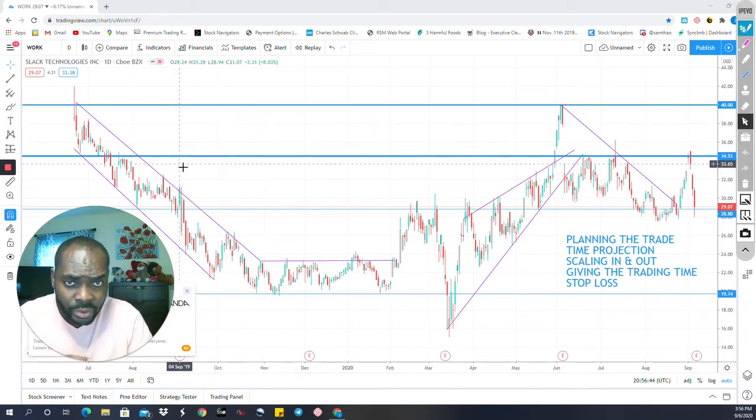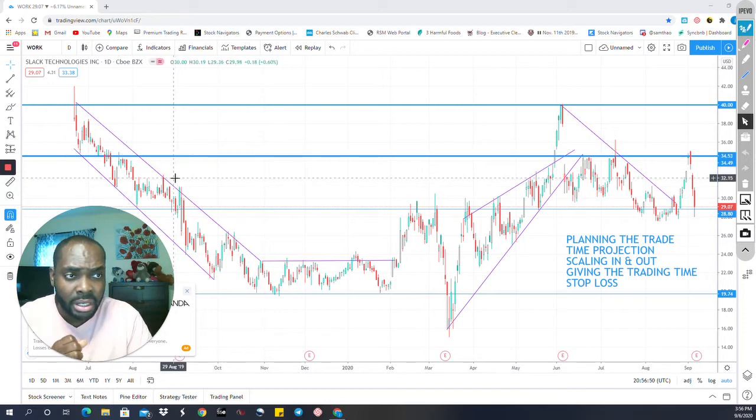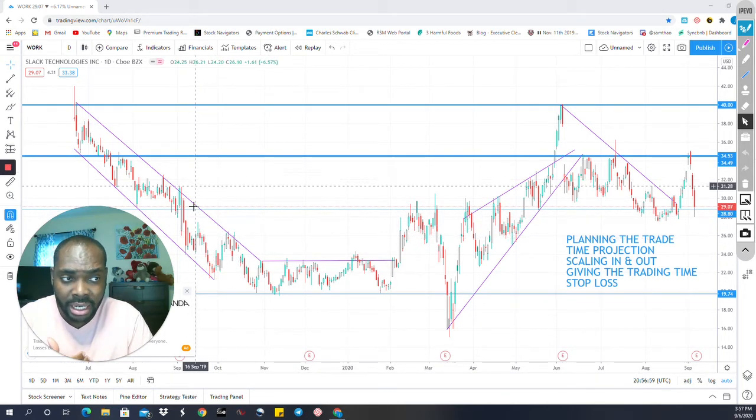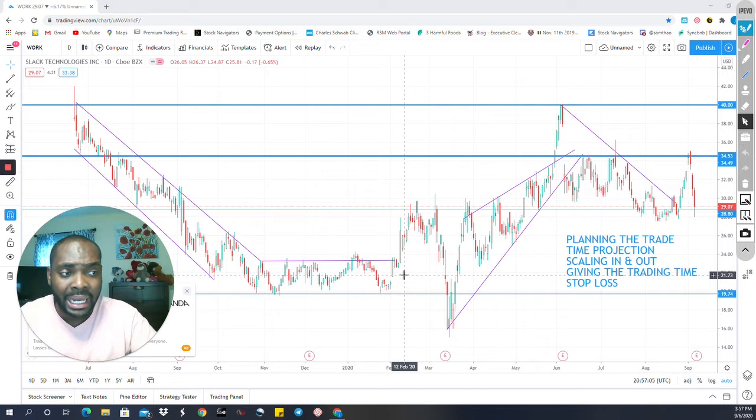So here we have a chart of Slack work. This is a technological stock, but let's just jump into the charts and see how we can apply these principles and see how they would have assisted us to trade our swing trade. This chart, this is what I do typically in my trading, and it's something that you can implement to assist you to increase your profitability when it comes to making your swing trades.